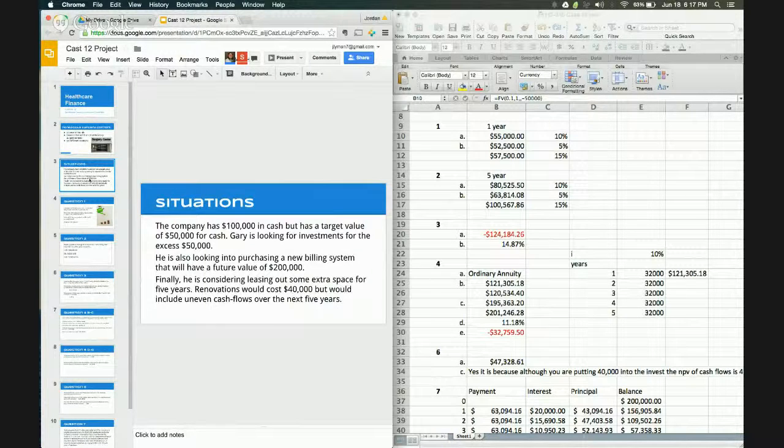He is also looking into purchasing a new billing system that will have a future value of $200,000. Finally, he's also considering leasing out some extra space for 5 years. Renovations would cost $40,000, but would include uneven cash flows over the next 5 years.